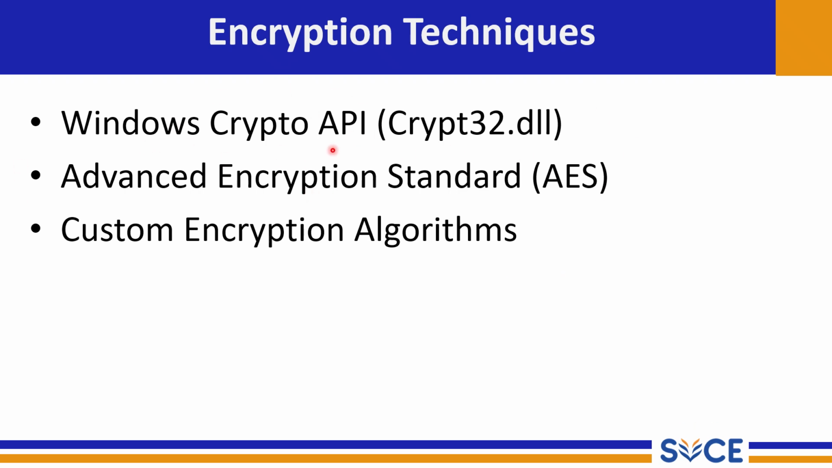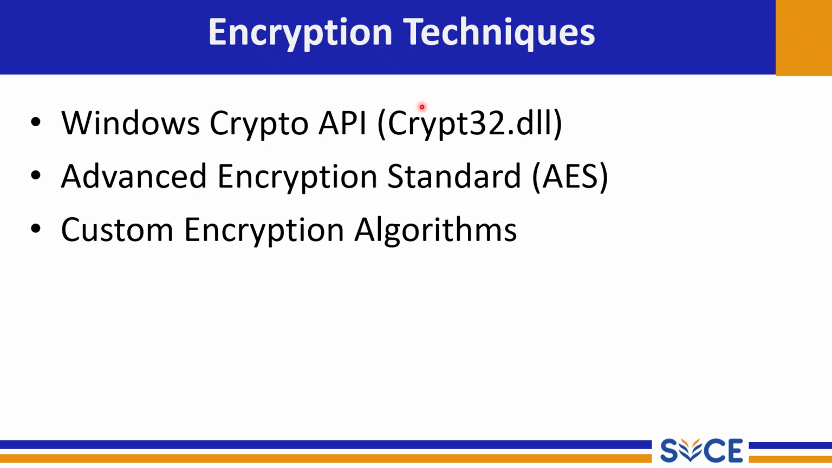So first of all, the Windows Crypto API. This crypto API provides a set of functions for performing cryptographic operations. CryptAcquireContext acquires a handle to a cryptographic service provider, that is CSP. Second, CryptCreateHash creates a hash object. Third, CryptHashData adds the data to the hash object. And fourth, CryptDeriveKey derives a cryptographic key from a base data value.